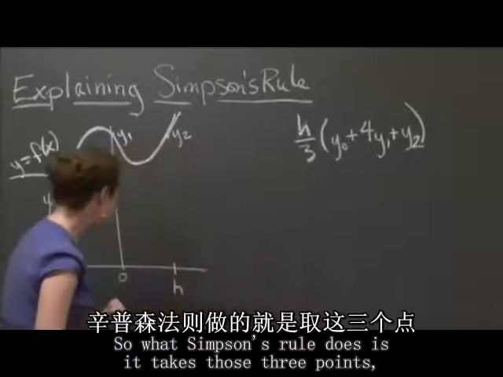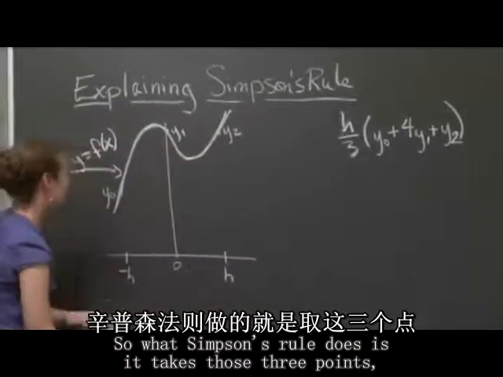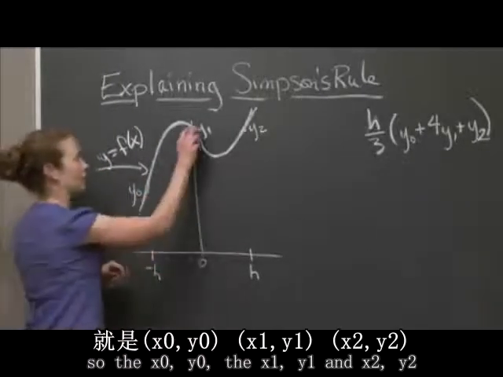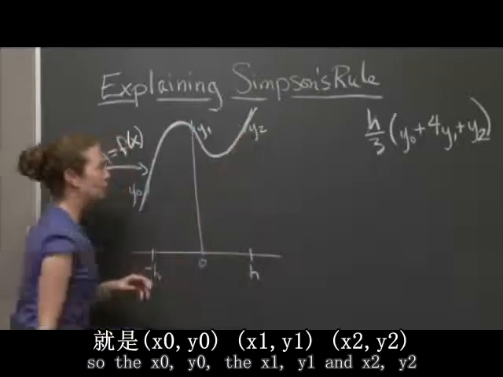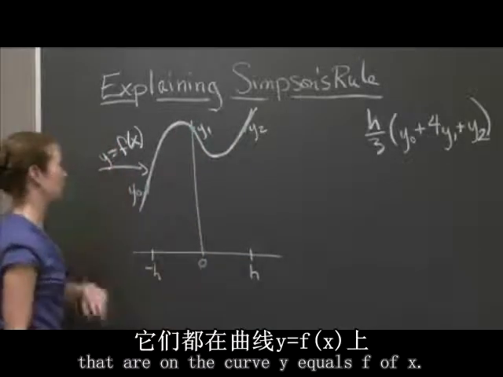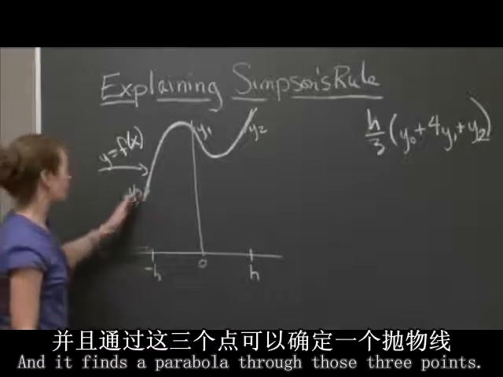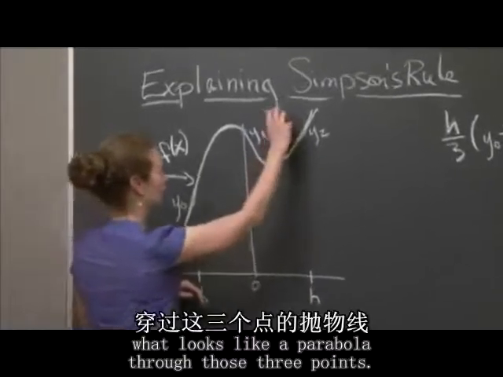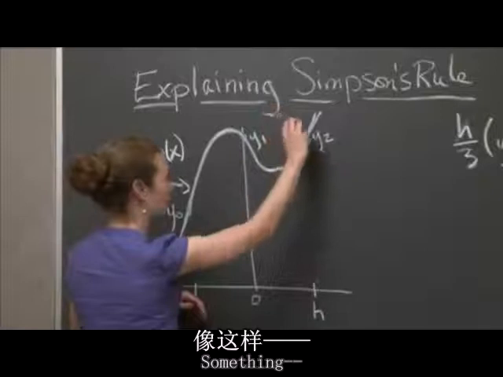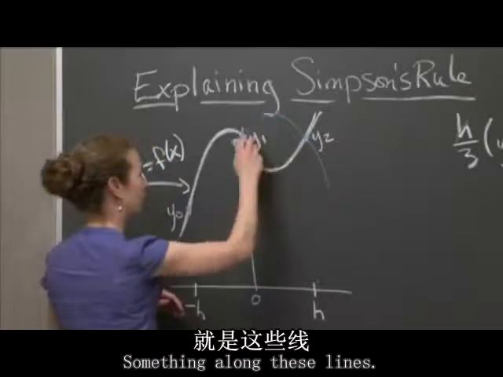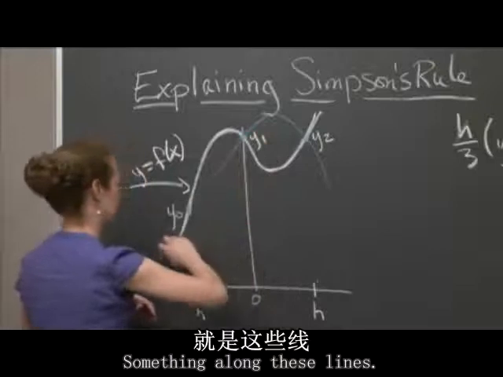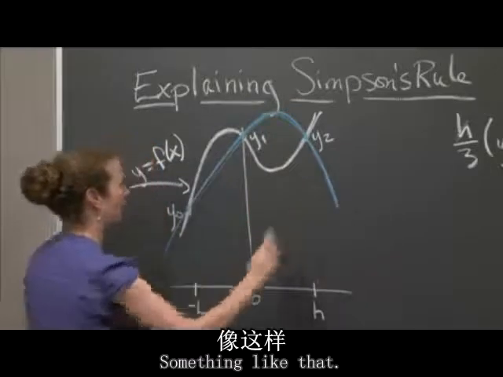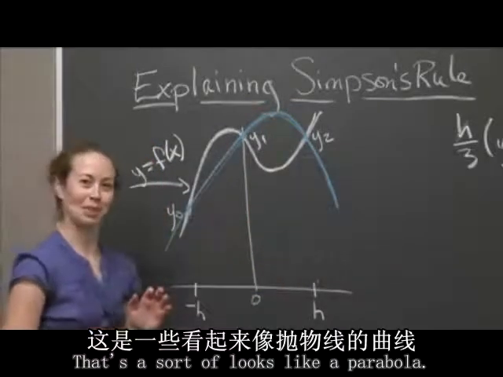So what Simpson's rule does is it takes those 3 points, so the x0, y0, the x1, y1, and the x2, y2 that are on the function, or on the curve y equals f of x, and it finds a parabola through those 3 points. So I'm going to do my best to draw what looks like a parabola through those 3 points. I'll draw it lightly first, and then I'll fill it in. Something along these lines. Something like that. Sort of looks like a parabola.